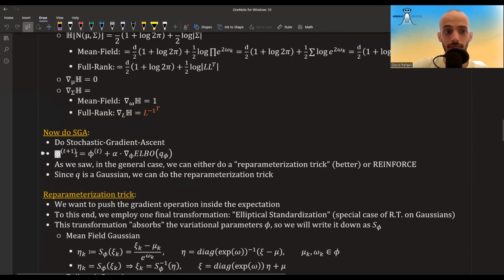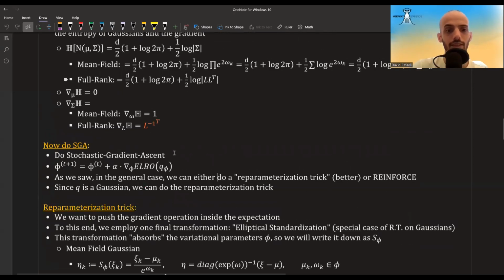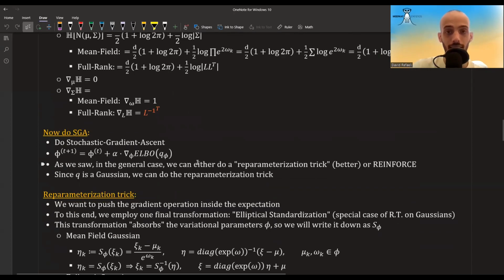You update the value of your parameters to what they were before, plus a step, which can also be adaptive. It can also depend on t, times the gradient of the function you are trying to maximize. As we saw in the previous video, it's better to do the reparameterization trick than to do reinforce or the log derivative trick. And since Q here is a Gaussian, we can do the reparameterization trick. So why do we want to do the reparameterization trick? Again, it's to push the gradient into the expectation.